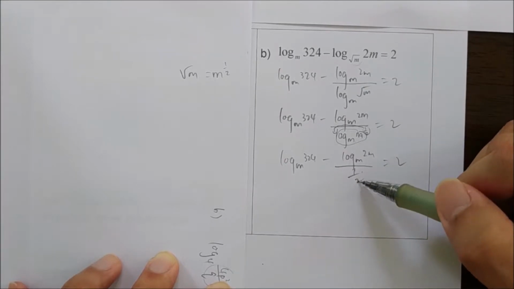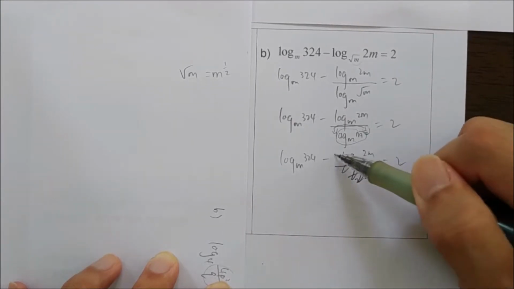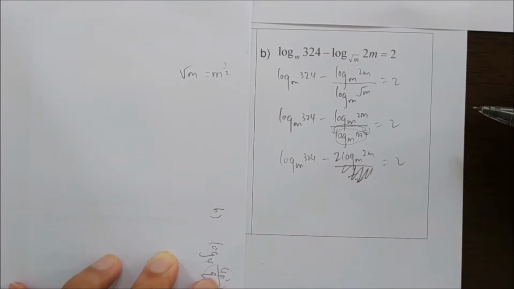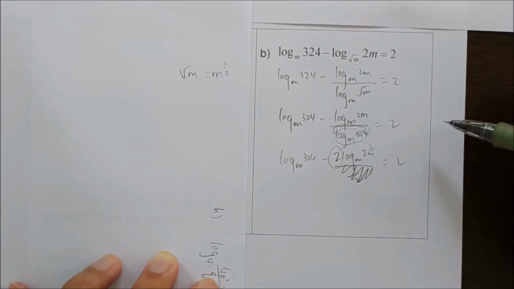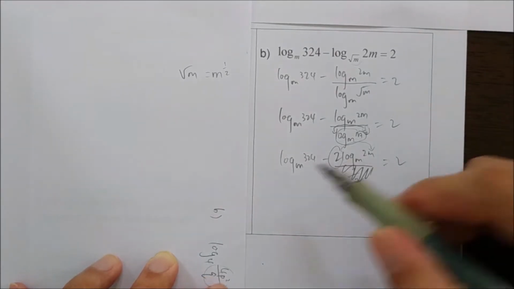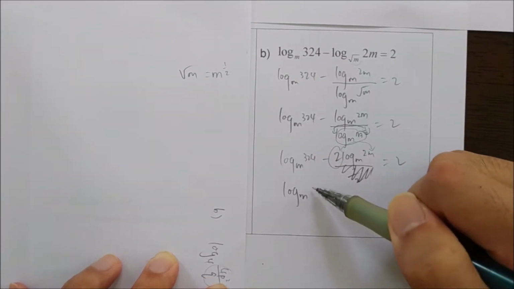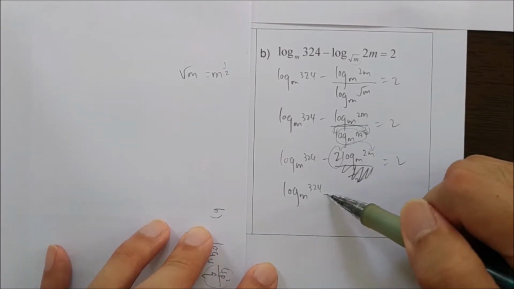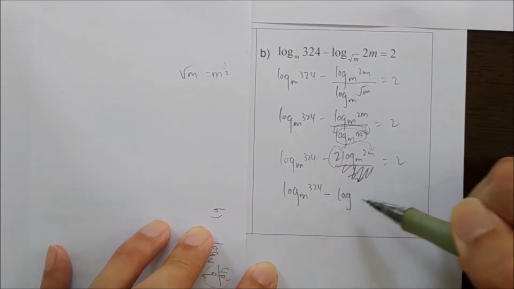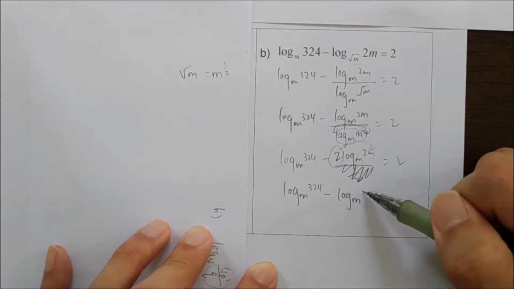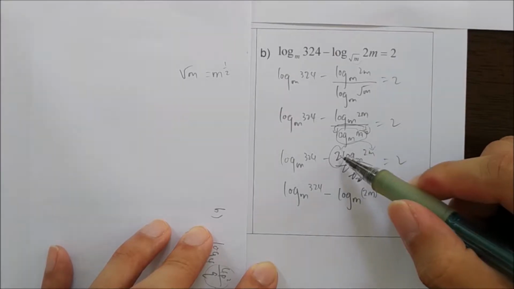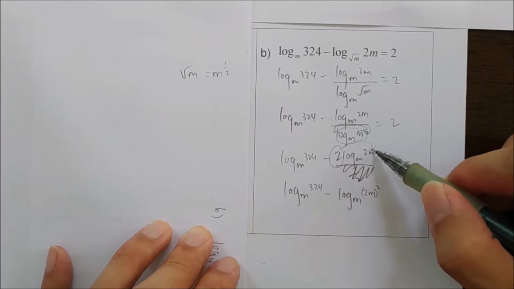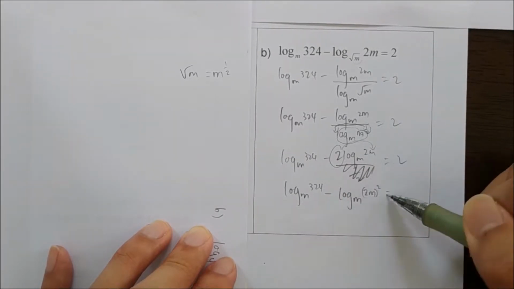When we divide by 1 over 2, it actually becomes multiplied by 2. I just keep it simple. And the 2, I can bring to the front here using the power rule, minus log base m of 2m. Be careful, the power of 2 here applies to both, not just m.